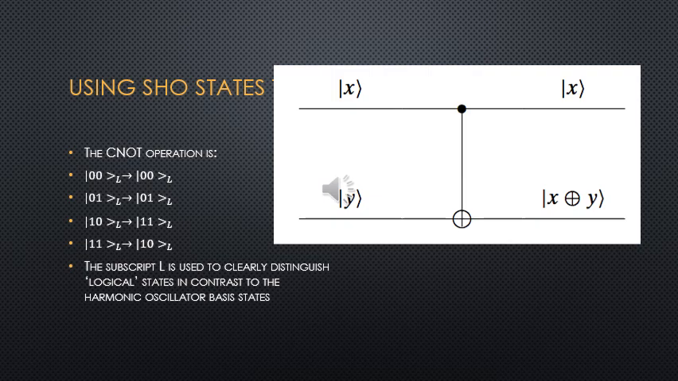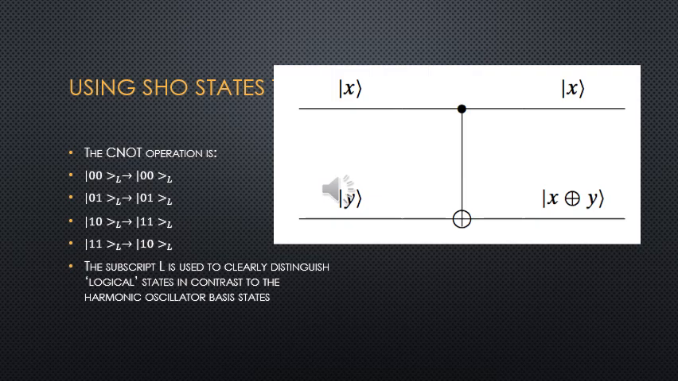We now use the simple harmonic oscillator states to implement the C0 gate. The C0 operation is represented by the following set of equations. We know that whenever we have the control qubit as 0, the target qubit remains unchanged. Whenever the control qubit is 1, the target qubit is flipped.